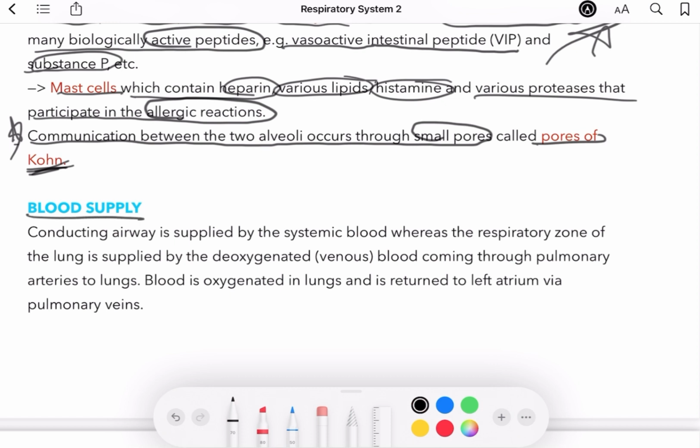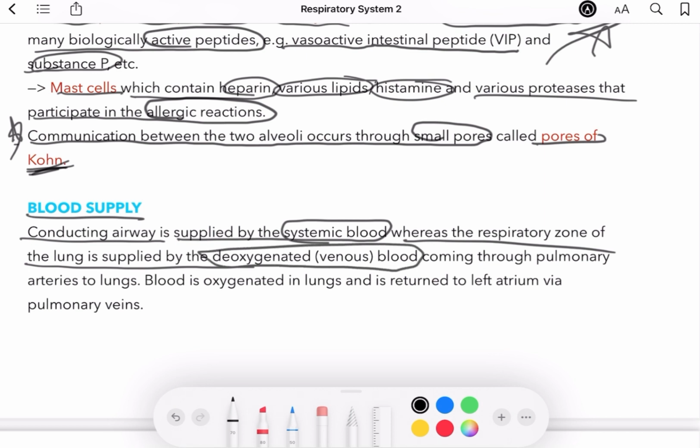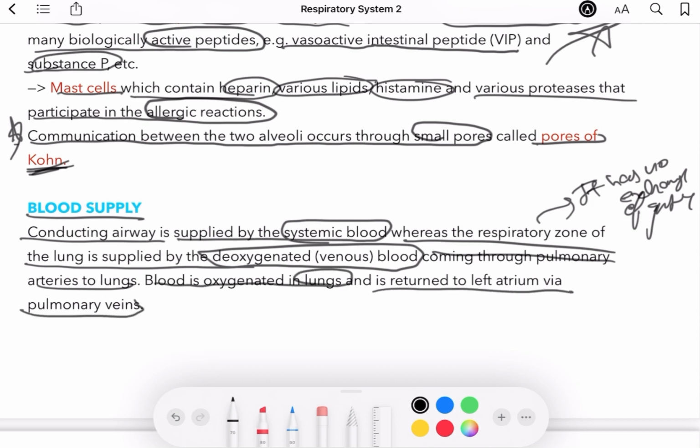Now we will talk about blood supply. The conducting airway is supplied by systemic blood, whereas the respiratory zone of the lung is supplied by deoxygenated blood. Why the respiratory zone? Because it has no exchange of gases, it is also not dead space, so it will have venous blood, that is deoxygenated blood, coming through the pulmonary arteries to the lungs. Blood is oxygenated in the lungs and returned to the left atrium via pulmonary veins, that we know. You have seen the structure of the heart.